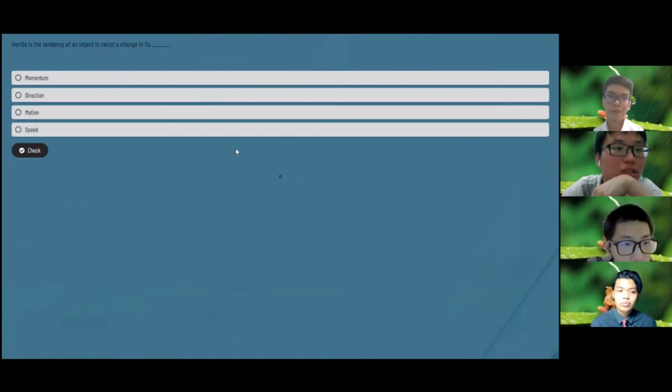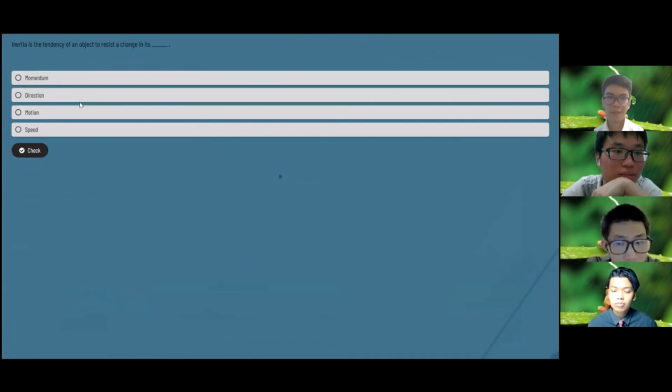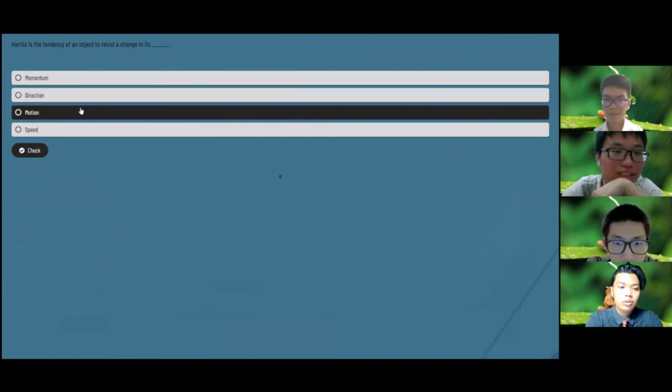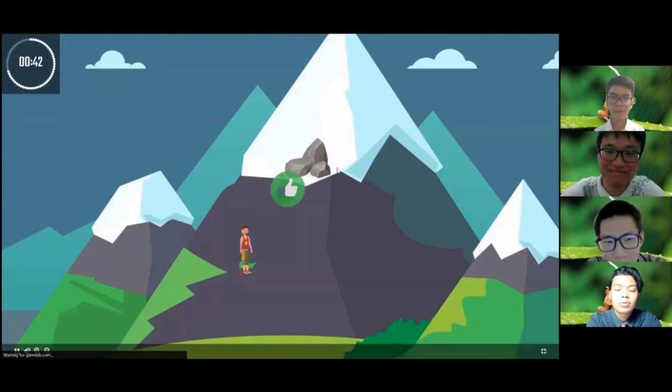Inertia is the tendency of an object to resist a change in its... Can someone tell me the answer? Me, I will tell you the answer. Motion. Well done. You have got 1 point. Okay, 3, 2, 1. Nice.